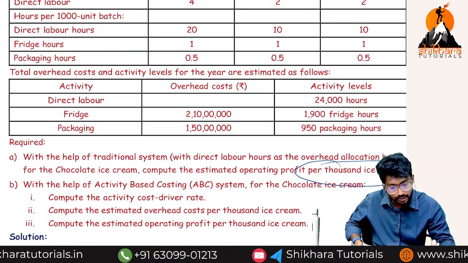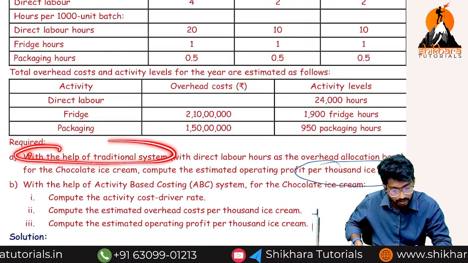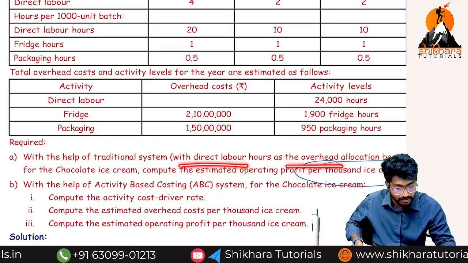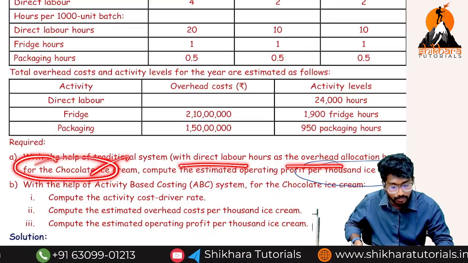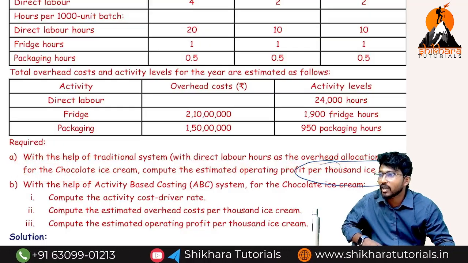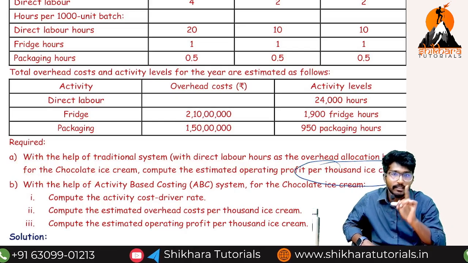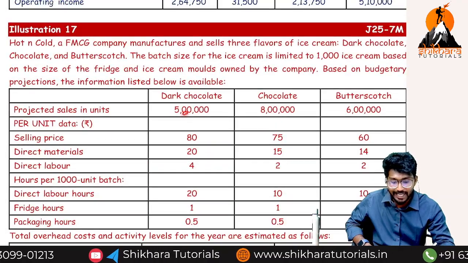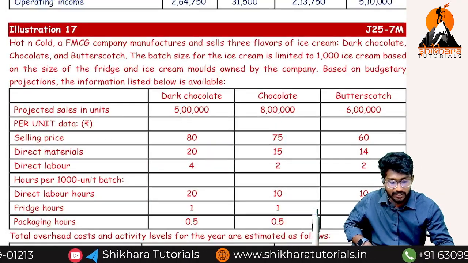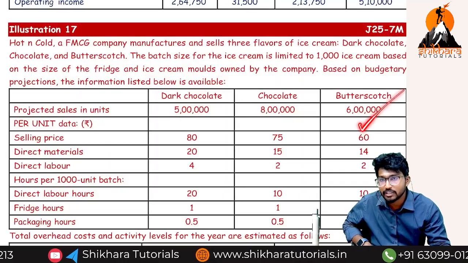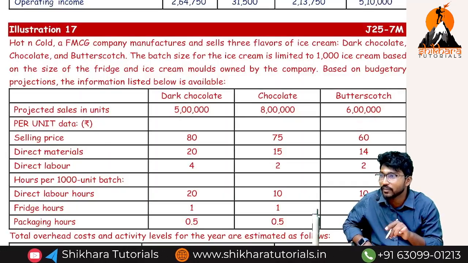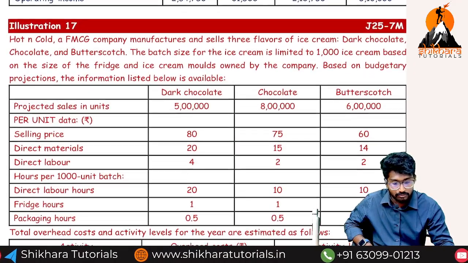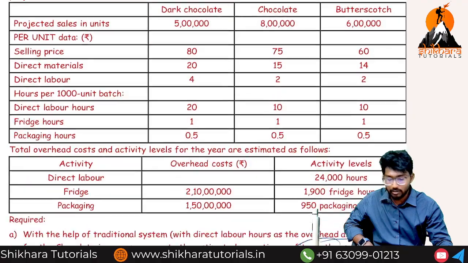So he asked to calculate with the help of the traditional costing system with the direct labor hours as an overhead allocation base for the chocolate ice cream. He asked to calculate for what? Only one thing, and that too for chocolate only. He doesn't ask to calculate for dark chocolate. He doesn't ask to calculate for butterscotch. He asked us to calculate only for chocolate. That's it. Now we will do.